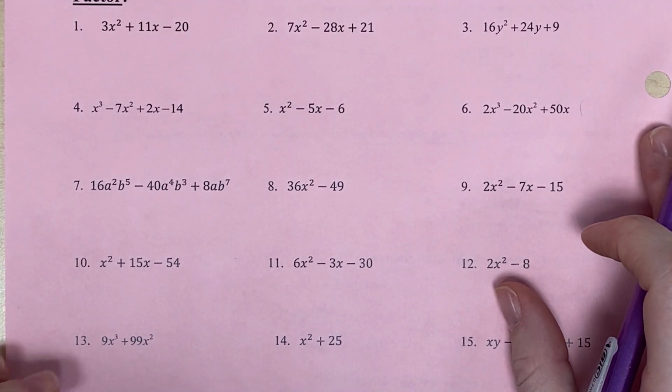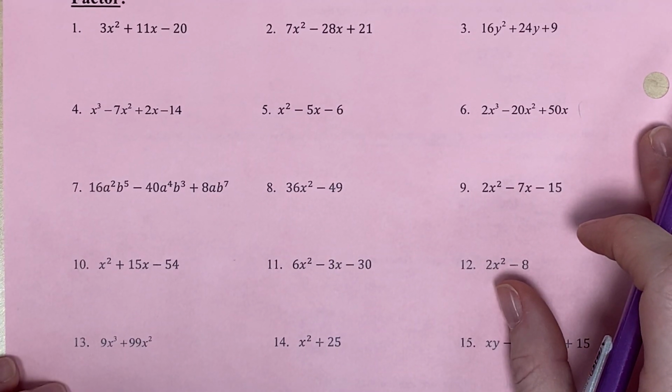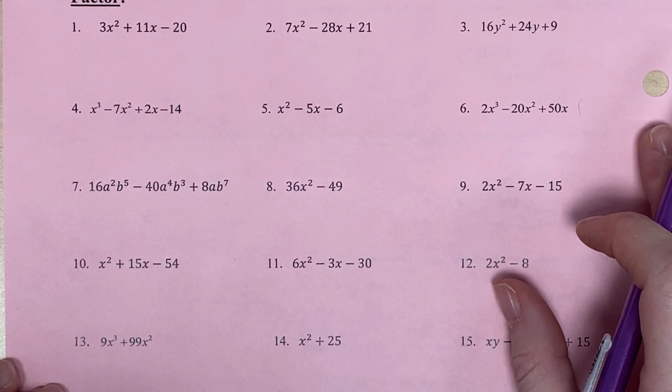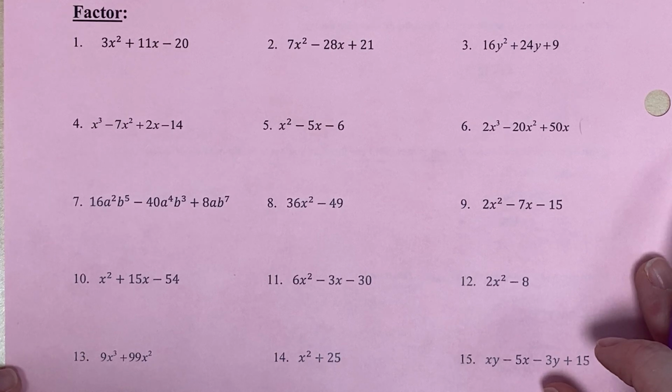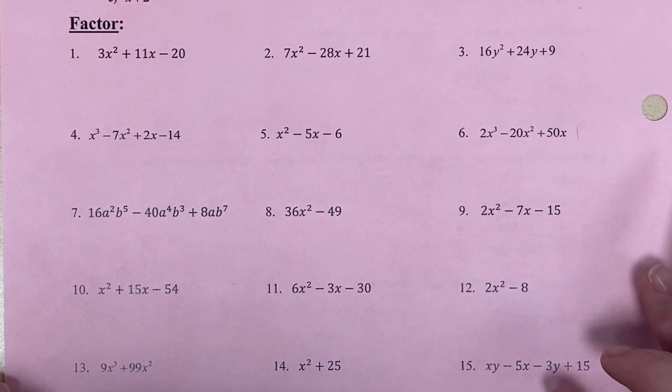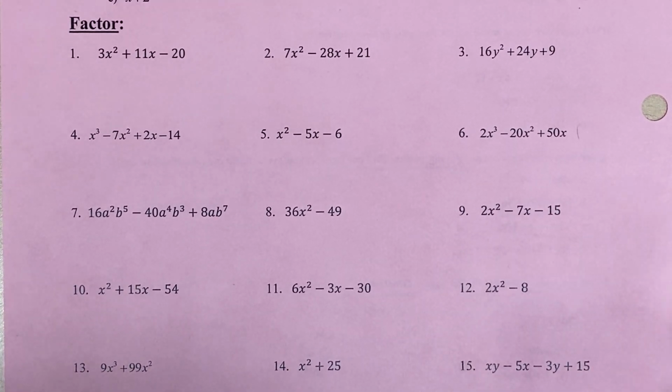In this video, I'm going to be finishing up that Chapter 8, Part 2 homework review on the back side where we're actually factoring these problems, numbers 1 through 18. So the first problem here has a trinomial, 3x squared plus 11x minus 20.